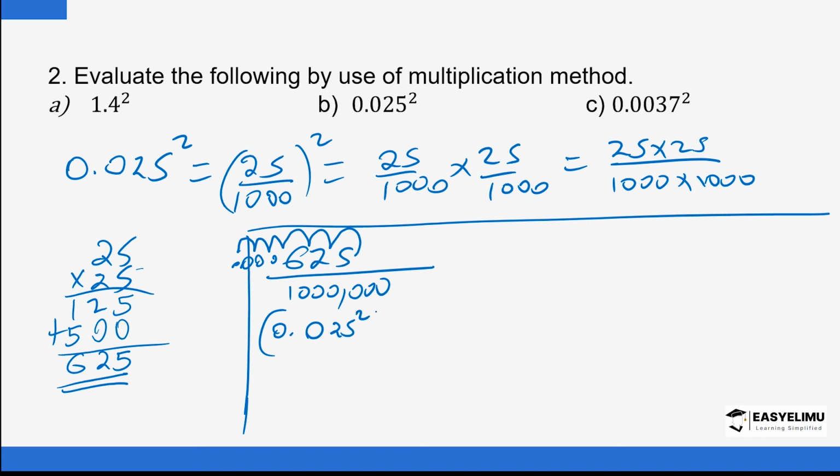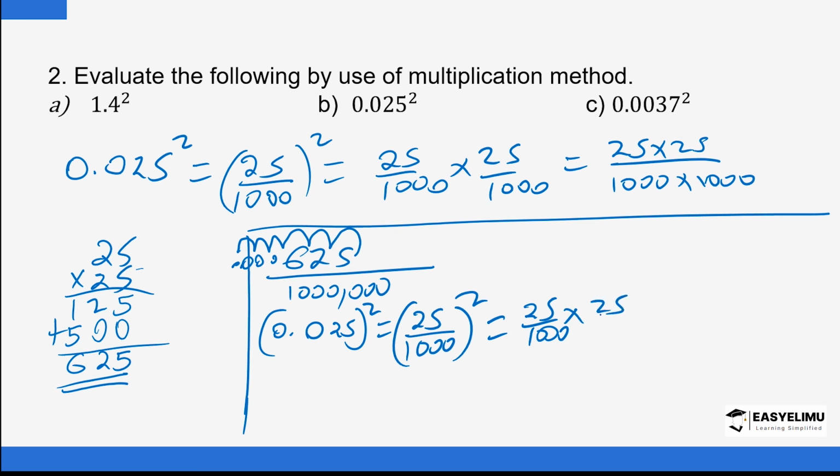So it means 0.025 squared, which is 25 over 1,000, which is 25 over 1,000 times 25 over 1,000, which equals 625 over a million, should be equal to 0.000. How many zeros are there here? 3. 625.